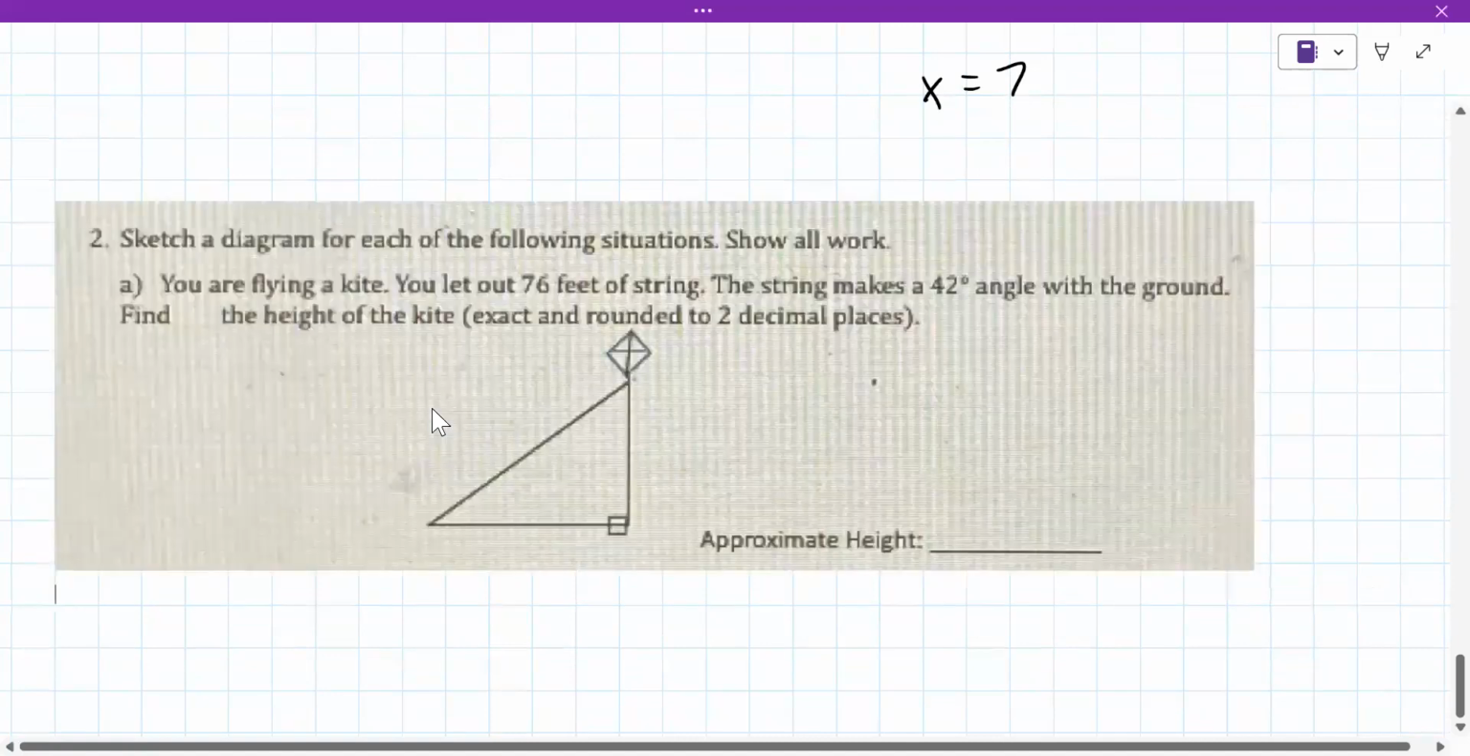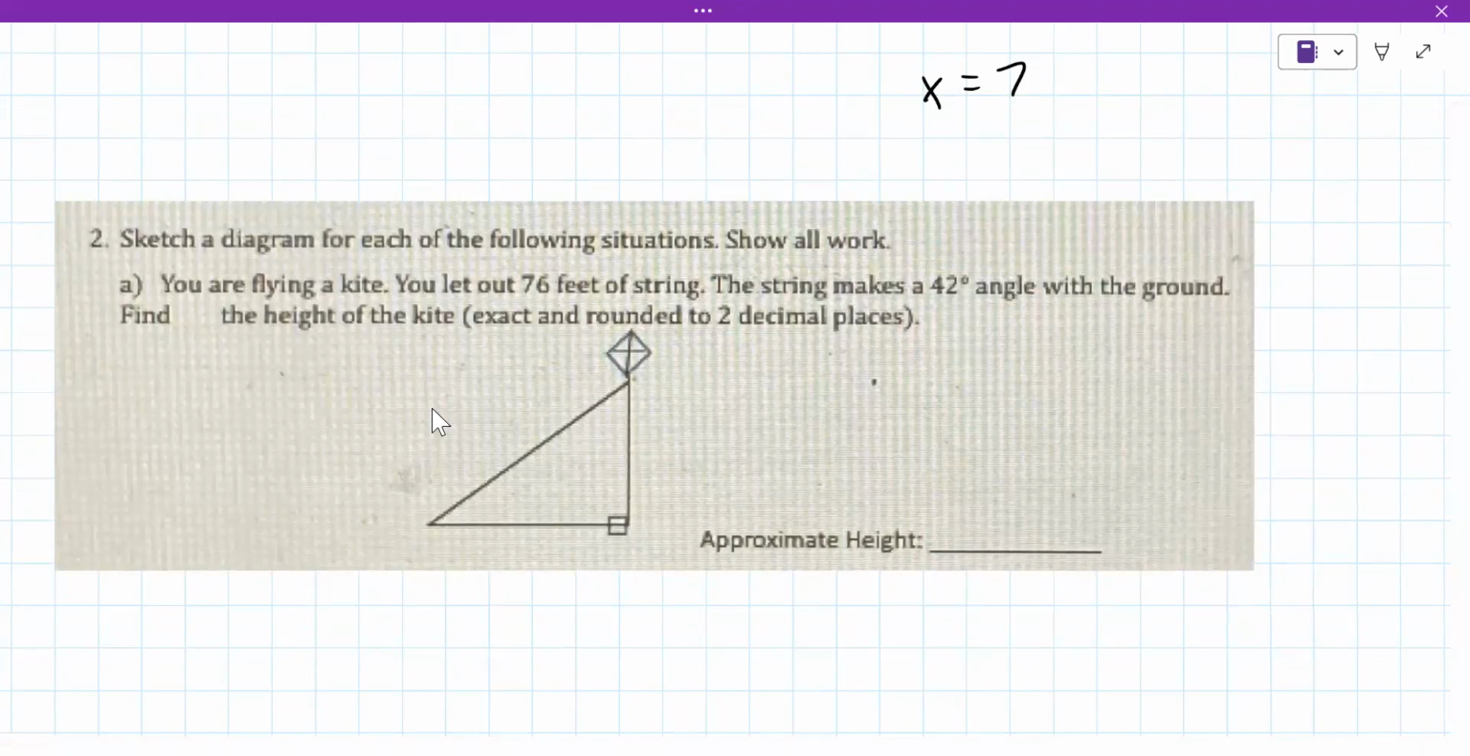You are flying a kite. You let out 76 feet of string. The string makes a 42-degree angle with the ground. Find the height of the kite.